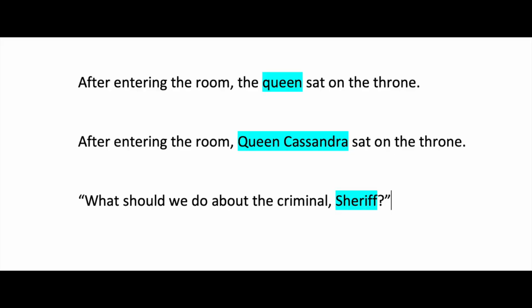And then another place you might see words like this capped is in direct address. So when they're not necessarily being used in front of a name, but they are still being used as a name. You know, what should we do about the criminal, Sheriff? So Sheriff, you might decide to cap that because it's being used in direct address and it's kind of being used in place of the sheriff's name. So that's somewhere that you might see it capped as well.